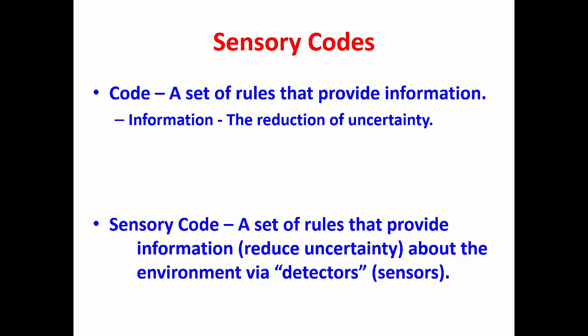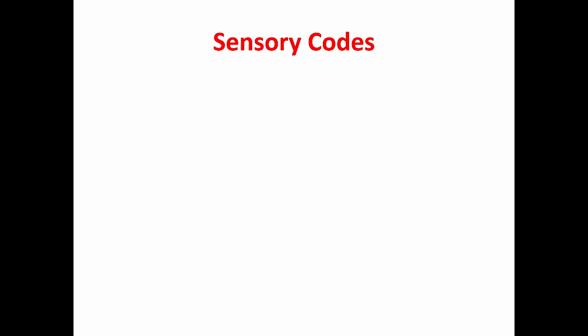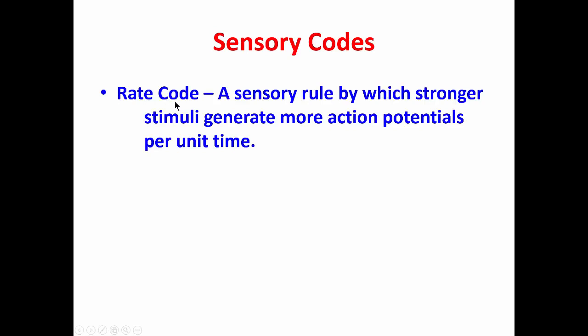There are many possible sensory codes. We'll consider two. The first of these is called a rate code, defined as a sensory rule by which stronger stimuli generate more action potentials per unit time. As an example, we can think of strong stimuli, for example, a comparatively louder voice or a comparatively brighter light, as generating a higher firing rate than with their less intense counterparts. The stronger the stimulus, the greater the firing rate. This would be a rate code.